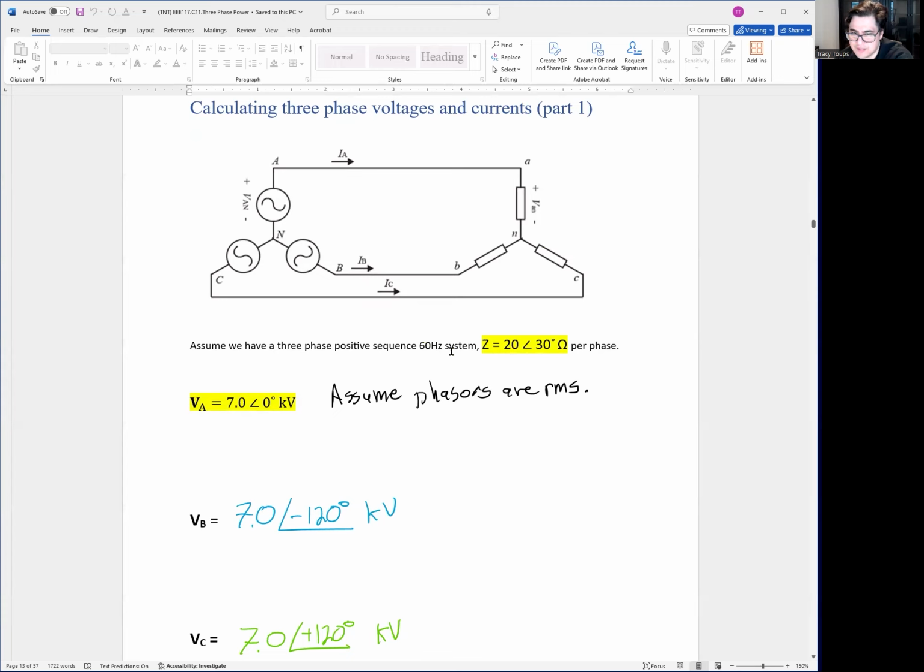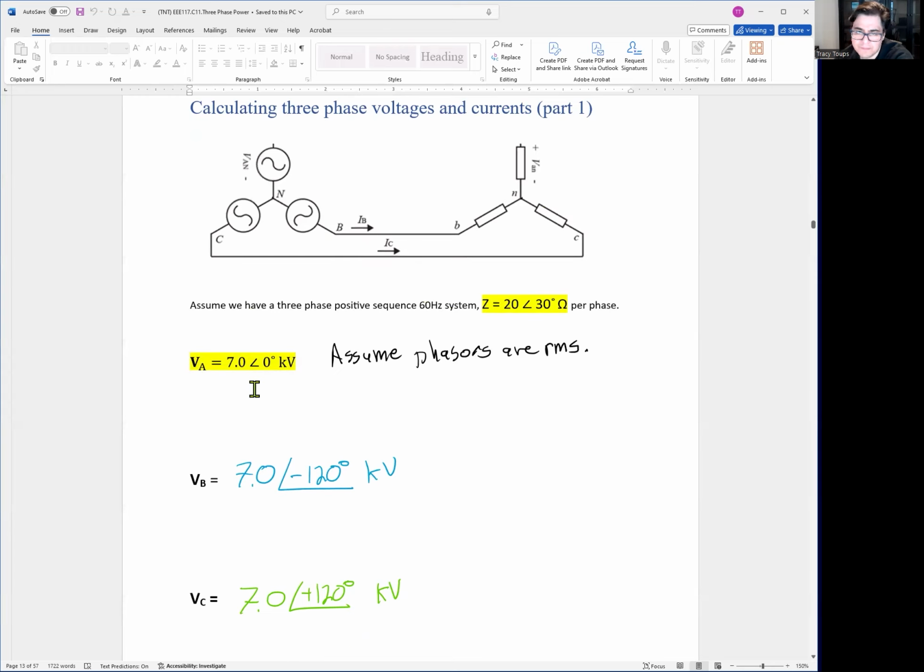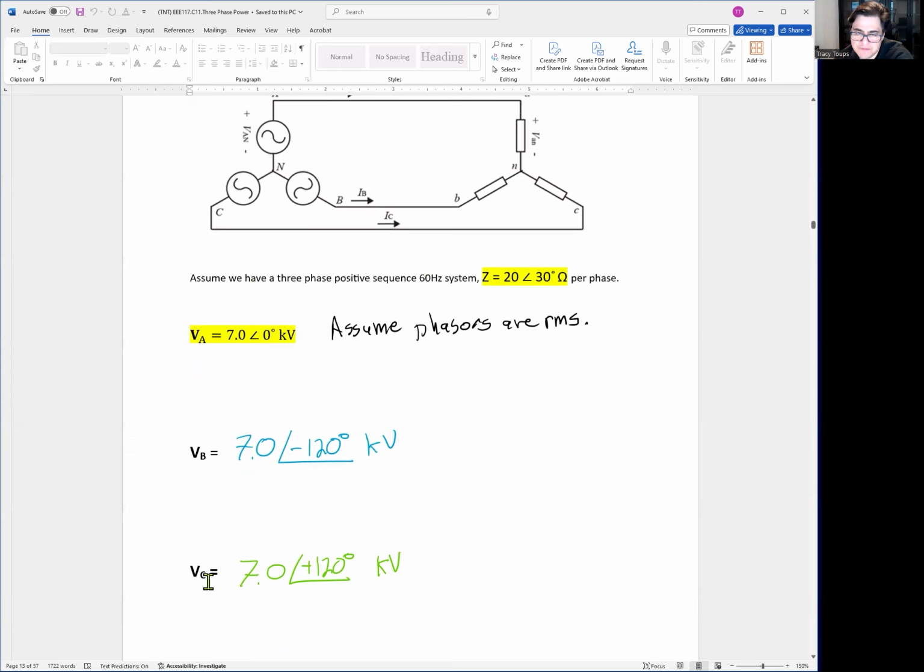You assume a 60 hertz system. We have three phase, positive sequence, and we should assume a balance as well. Okay. I already know B and C phase. Remember our rules. If this is 7 angle 0 degrees, VB is 7.0 angle negative 120 degrees kV. VC is 7.0 angle positive 120 kV. Right? So it's just a balanced system, makes life a lot easier.